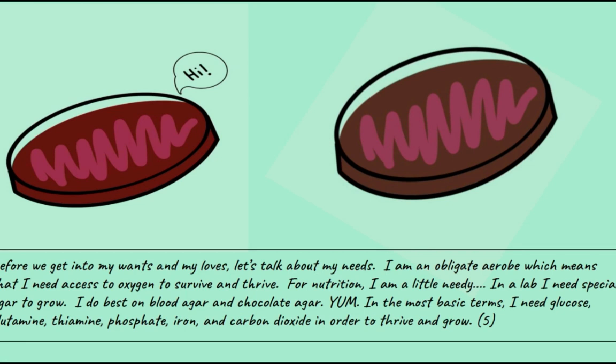Before we get into my wants and loves, let's talk about my needs. I'm an obligate aerobe, which means I need access to oxygen to survive and thrive. For nutrition, I'm a little needy. In a lab, I need a special agar to grow. I do best on blood agar and chocolate agar. Yum. In the most basic terms, I need glucose, glutamine, thiamine, phosphate, iron, and carbon dioxide in order to thrive and grow.